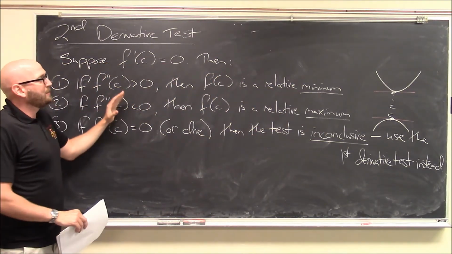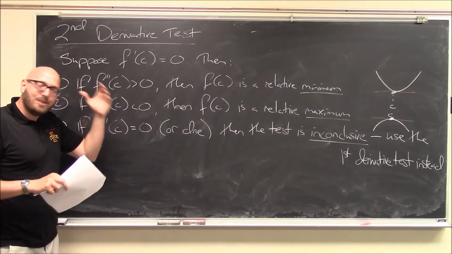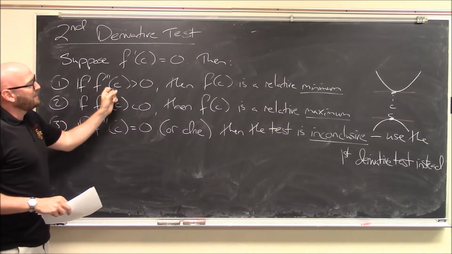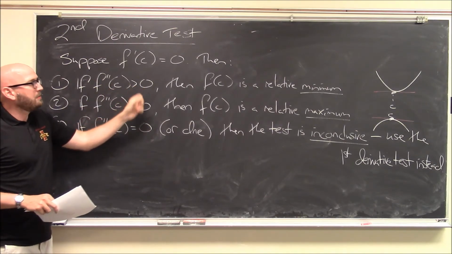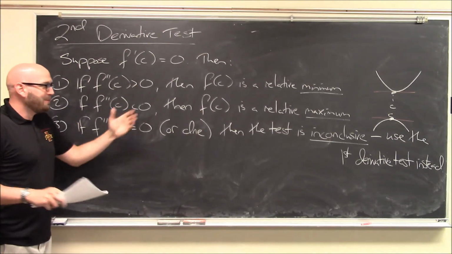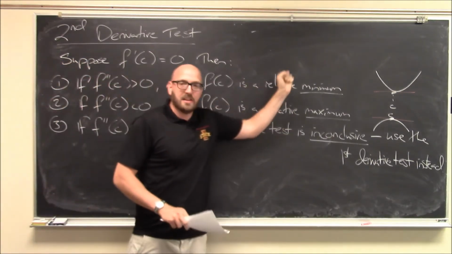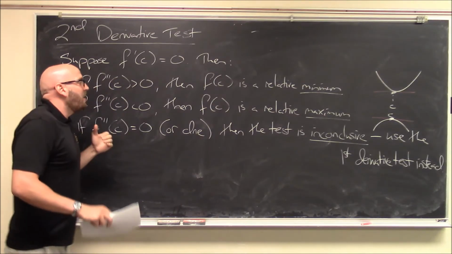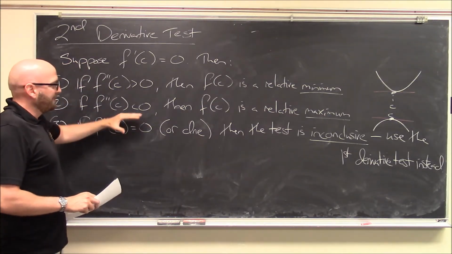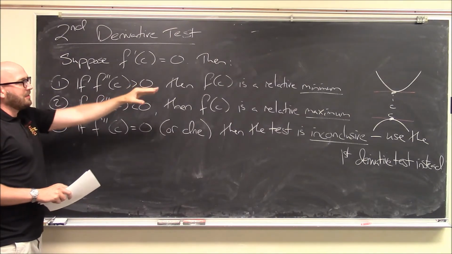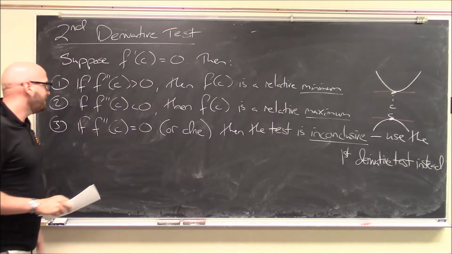Unfortunately, this works the other way around than you would think intuitively, so you'll just have to commit this to memory. A lot of people want to think second derivative positive is maximum, negative is minimum. It is actually the other way around. If the second derivative is positive, it's a relative min. So it's the opposite of what you'd think or hope, but just commit this to memory. Second derivative positive means minimum. Second derivative negative means maximum.